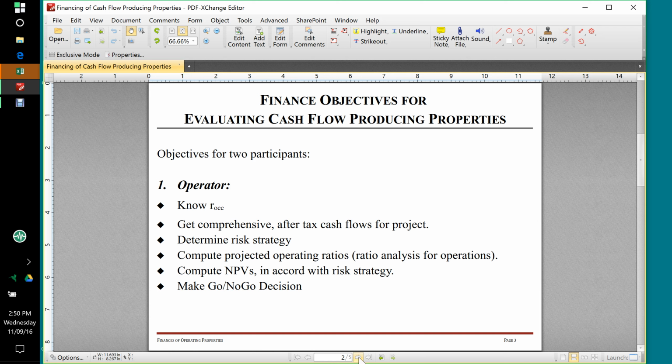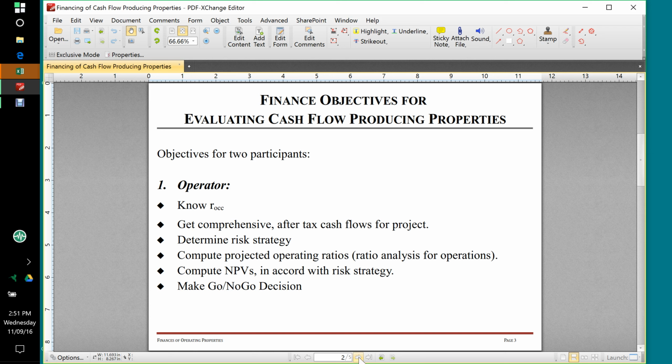We should have in mind a risk strategy. We looked at in development, for example, expected sale, that was our target sale price, our poor market condition sale price, and our great market condition sale price. So that's the type of thing I mean by risk strategy. We'll do more on that later in the term. Next, as we've seen in class, you want to compute your projected operating ratios. So this is really just ratio analysis for a property manager.